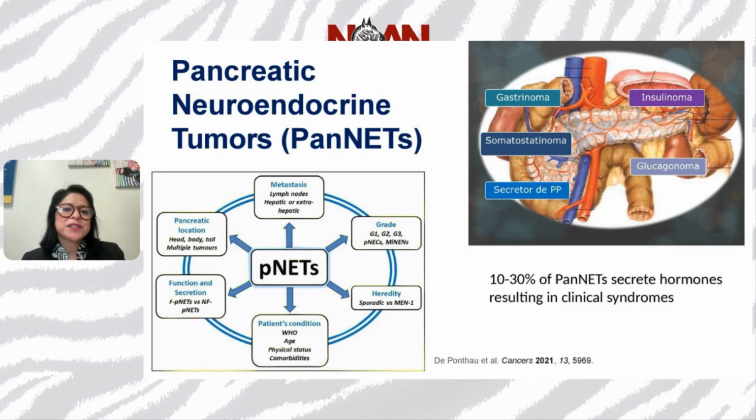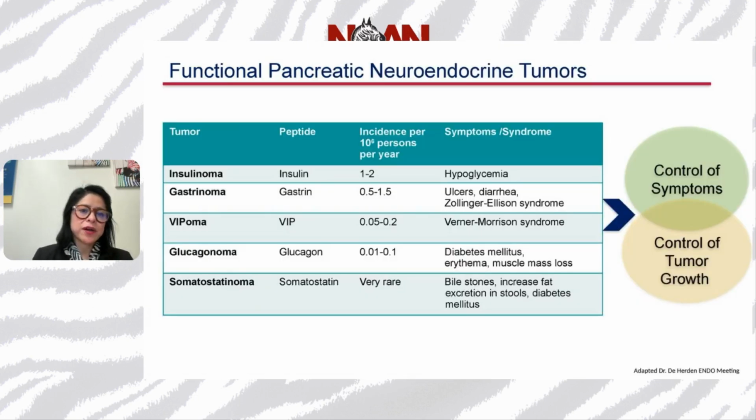Now, let's discuss a little bit about pancreatic neuroendocrine tumors. Up to 30% of pancreas neuroendocrine tumors can secrete hormones, and these hormones can cause very specific symptoms. As I discussed earlier, most of the pancreas neuroendocrine tumors are non-functional, meaning they don't produce hormones. But a few of them can produce hormones.